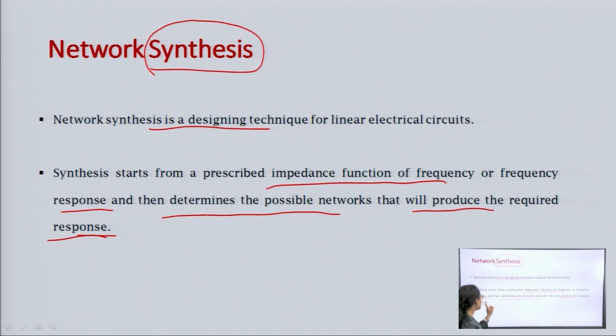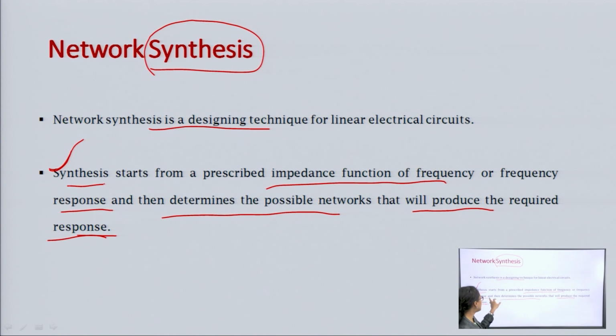Whatever the response required, we design a network by which the same response is given, right. So synthesis is basically determined by an impedance function or a frequency function that is given, and from that function we will determine a possible network. Possible network means it could be a connection of different elements R, L, C, or some other energy sources, some other circuit elements also, and in which fashion they are connected, in series, parallel, or any possible combination, that will be dealt with in the synthesis part, right.